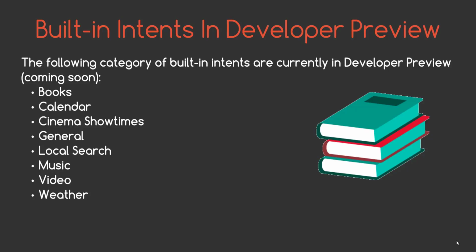There are a number of different built-in intent categories that you can develop, and some are in developer preview. For example, books, calendar, cinema showtimes, general, local search, music, video, and weather. All of these are different types of built-in skills that you can essentially develop on top of and use that functionality that is provided to you by Amazon.